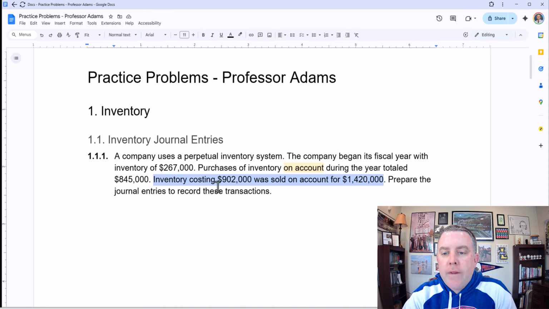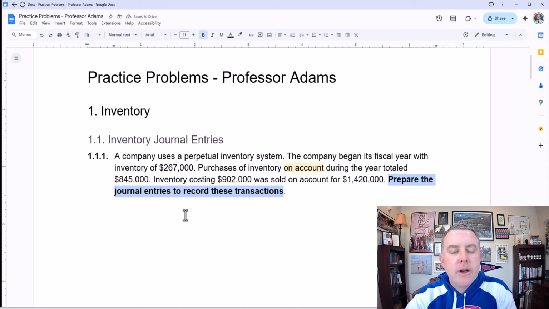1,420,000. What this is telling us is that we paid $902,000 for some inventory in the past, and we resold it to a customer for 1,420,000. And the difference between 1,420,000 and 902,000 represents profit. We took a product from our supplier and we added a markup to it, and then we sold it to customers for 1,420,000.